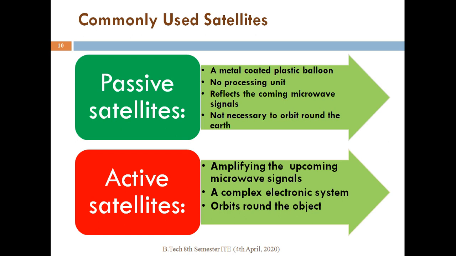Commonly used satellites. A passive satellite is basically a simple metal-coated plastic balloon with no processing unit. It reflects the incoming microwave signals and does not need to orbit around the Earth. That is, these are a kind of reflective balloon put in space, and once the signals hit it, they reflect those signals to some target objects. They have neither processing nor amplification capability. But we also have active satellites, which amplify the incoming microwave signals; they are a complex electronic system and orbit around the Earth.